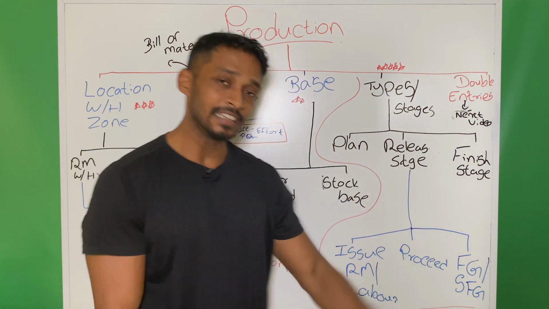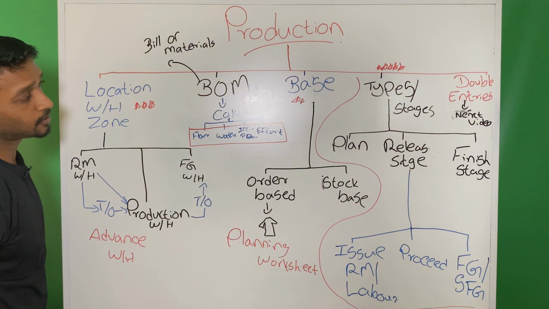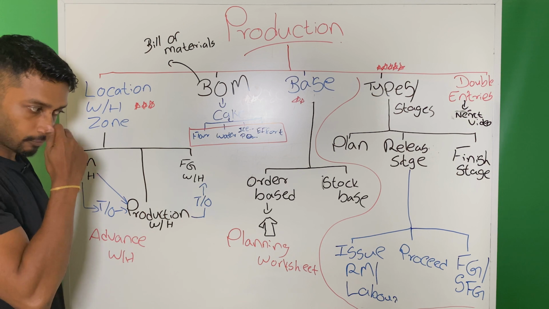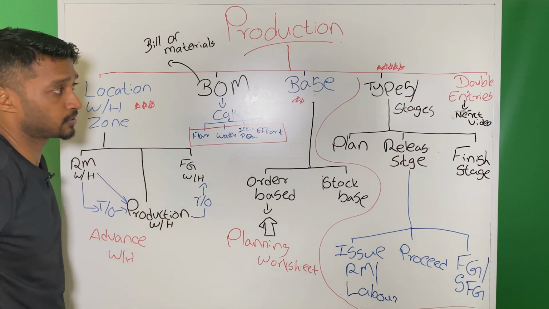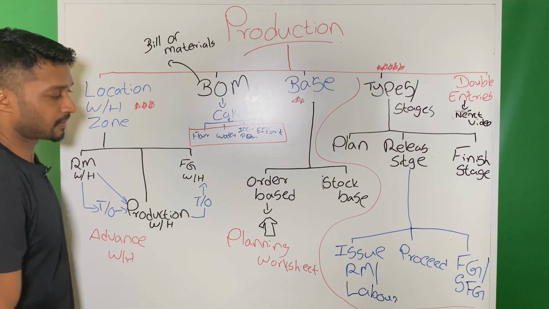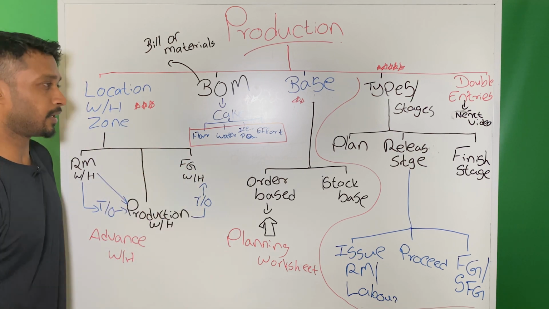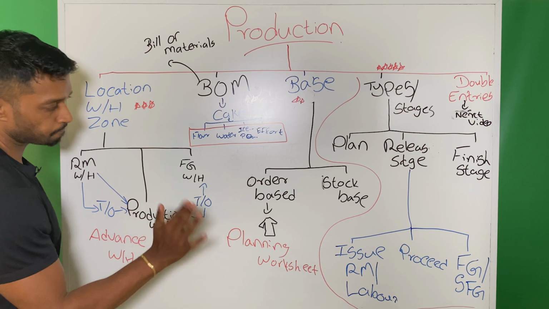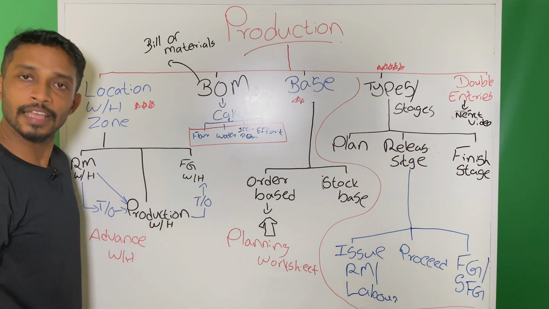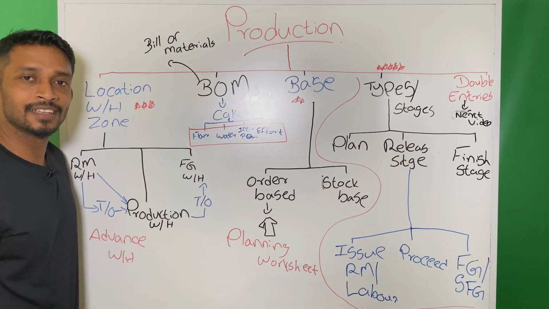So this is how it happens, guys. This is the summary. Hope you have some idea about the production process, because it is a very complicated process, but very simple if you have a proper understanding. So let's discuss the double entries in my next video. Until the next video, see you.